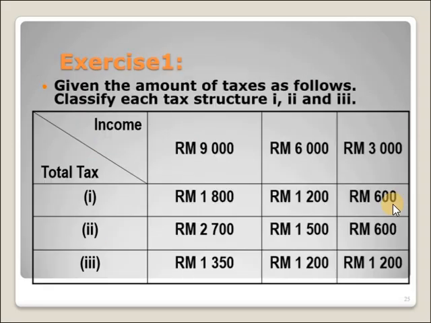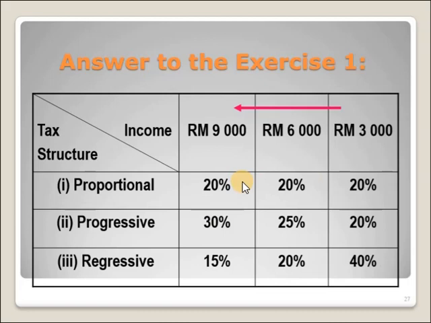This is another example. Okay, this is the income, and this is the tax. After you calculate the tax rate, you can see that when the income increase from 3,000 to 9,000, the tax rate is constant. So it is a proportional, and this one is progressive, and this one the tax rate reduce as more income you receive. So it is regressive tax structure. For ECO415 subject, you don't have to worry much about the tax structure calculation. I just put it here as your additional knowledge.